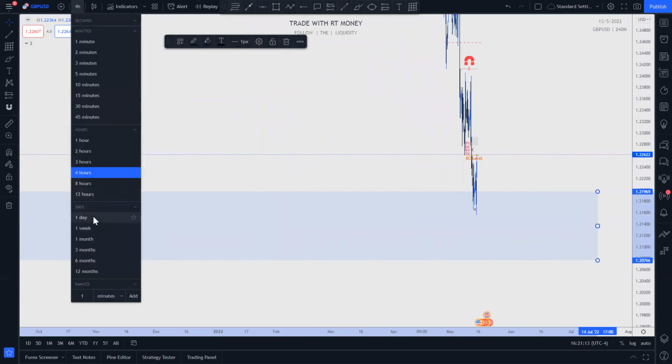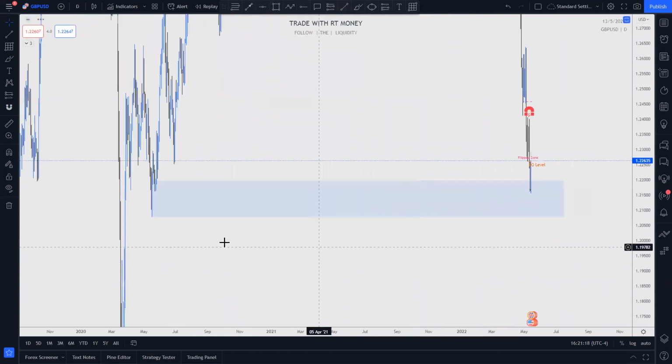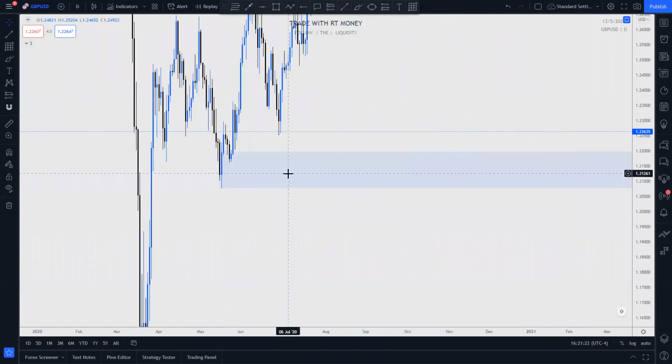it doesn't have to happen all this week, but this is where I'm aiming to, right about 1.2121. I'll put a little mark there. That's what I'm looking for.